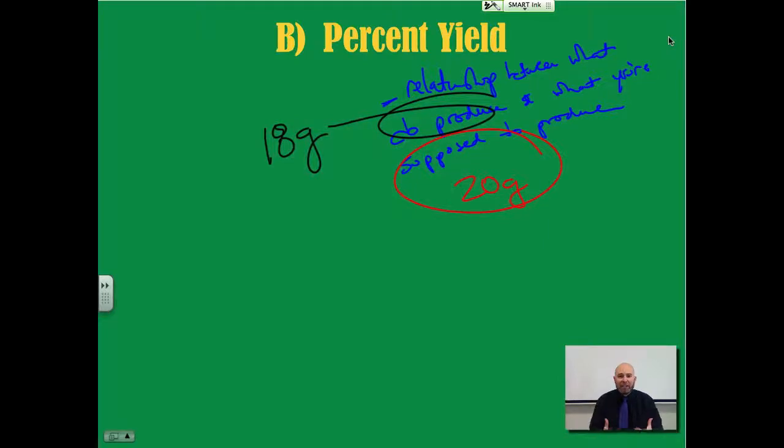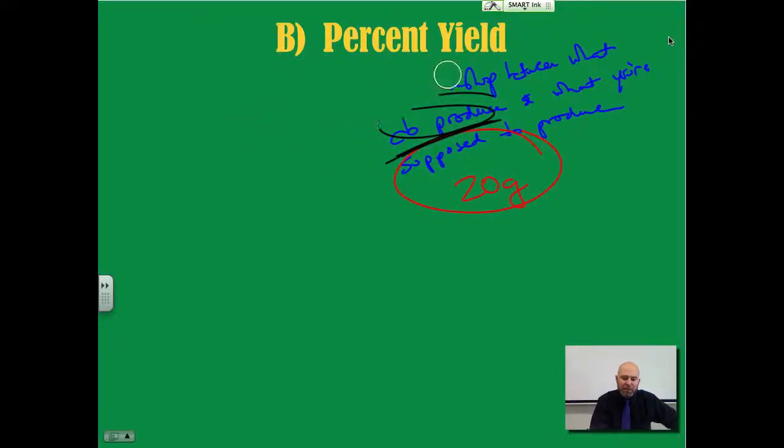On paper, it's telling you exactly how much you're supposed to get. There's no loss of anything. When you do it, when you experimentally get it, you might lose some. There might have been splattering. We didn't mask properly. Something got spilled. There could be a whole bunch of different reasons as to why you don't produce what you're supposed to produce. But percent yield is a way of relating those two things.